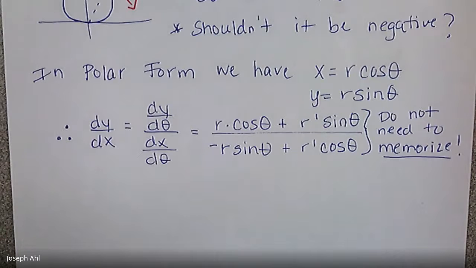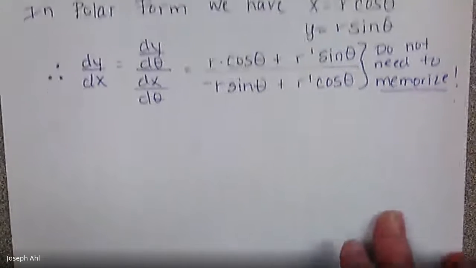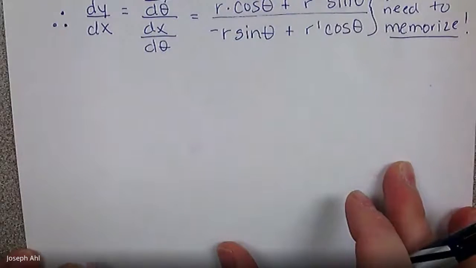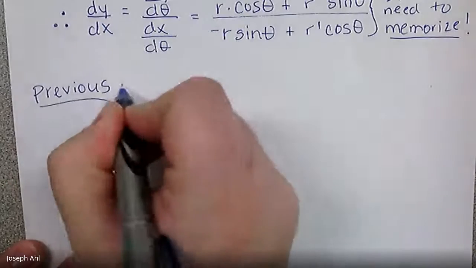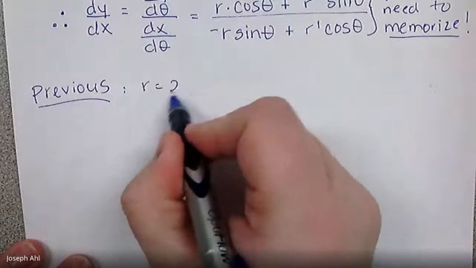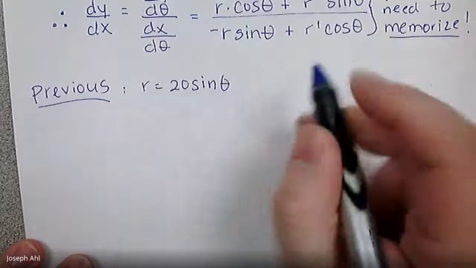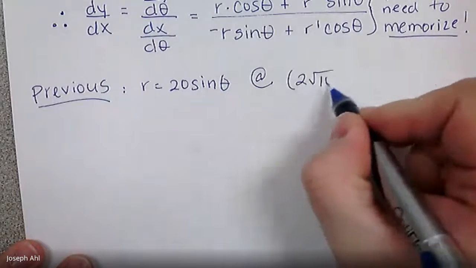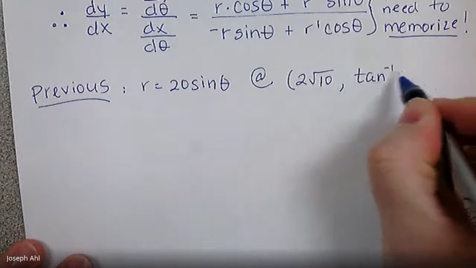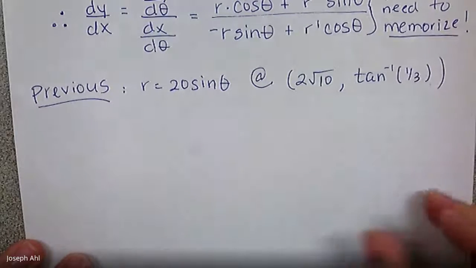So let's see if we can actually go to the previous example and find the slope using polar form and not necessarily converting to rectangular. So again, in that previous example, just as a reminder, we were looking at r equals 20 sine theta. And we were trying to find the slope at the point 2 radical 10, comma, tan inverse of 1/3.